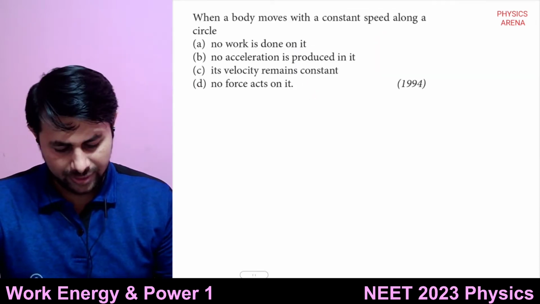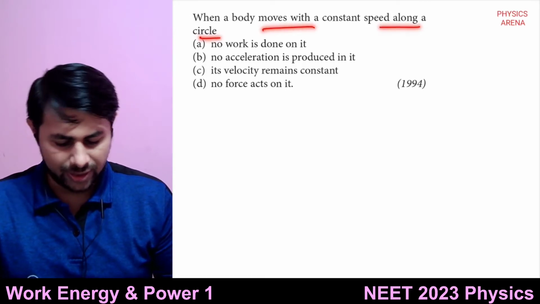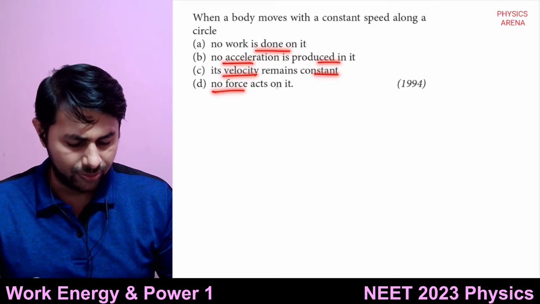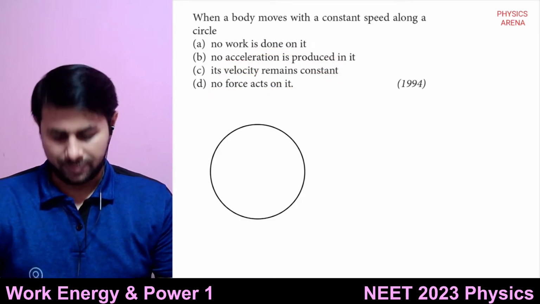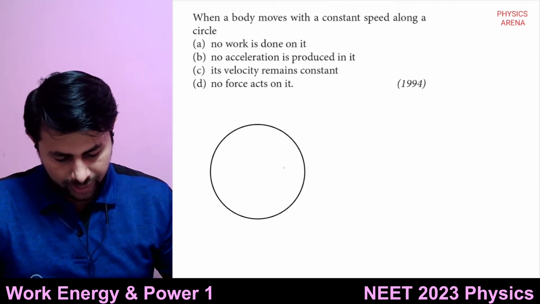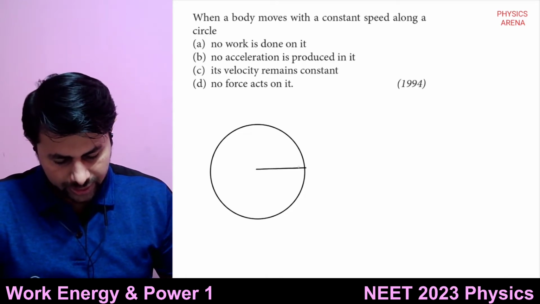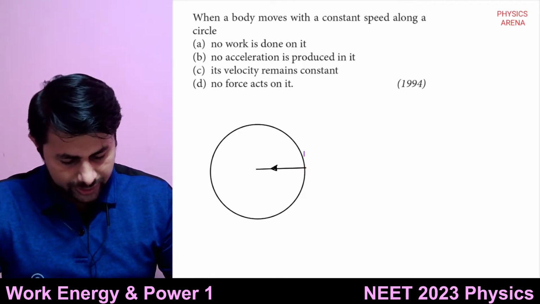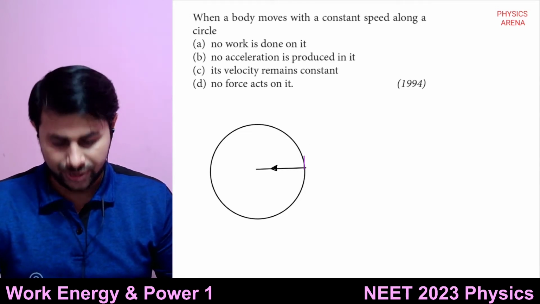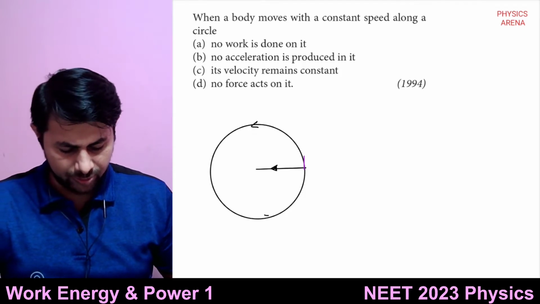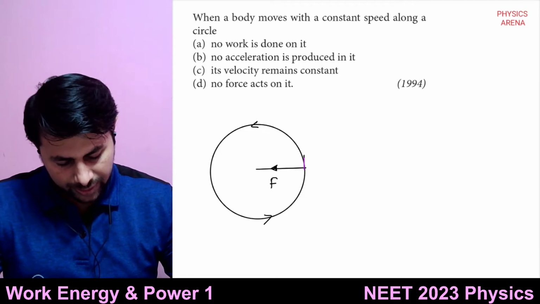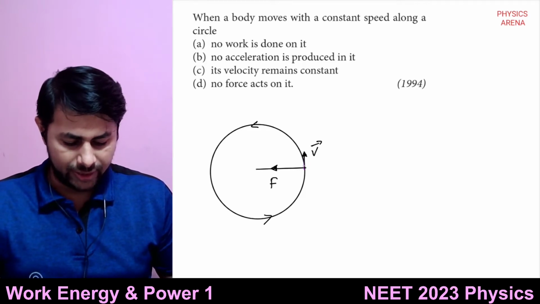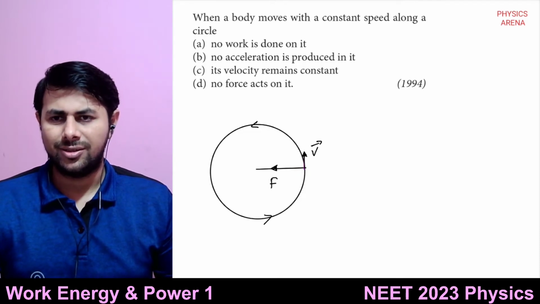Very good. Next question. When a body moves with constant speed along a circle, the options are: no work is done on it, no acceleration is produced in it, its velocity remains constant, no force acts on it. So which of these is correct? See, the reason is force is in this direction. Let's suppose the body is at this point. So what is its velocity? In what direction is the velocity? It's in the tangential direction. Let's suppose it is moving in an anti-clockwise sense. This is the force, the centripetal force. This is the direction of movement. This is the velocity. So at each and every point you can see the angle between force and displacement is how much? 90 degrees.